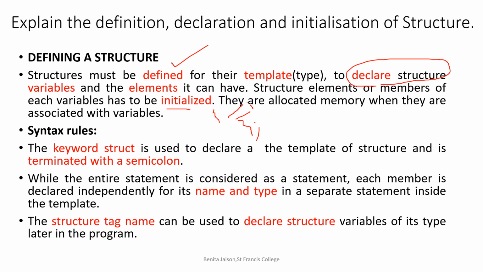Now, when each member variable is declared, it has to be declared separately with a name and the data type, and in a separate statement inside the template. The struct tag name can be used to declare the structure variable of its type later in the program. So the struct tag name which we have given while defining the template for the structure can be used along with the struct keyword in order to declare the structure variables.